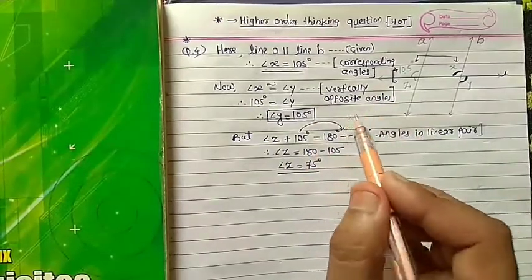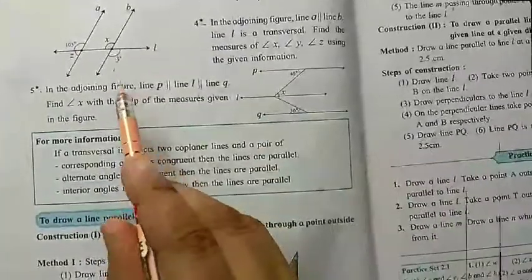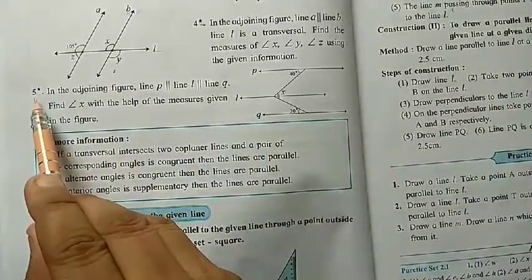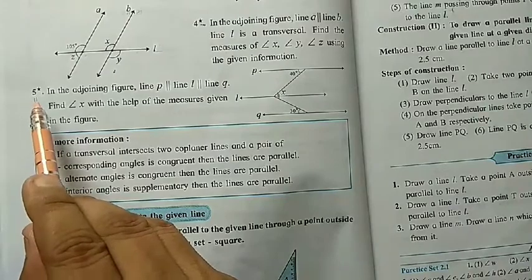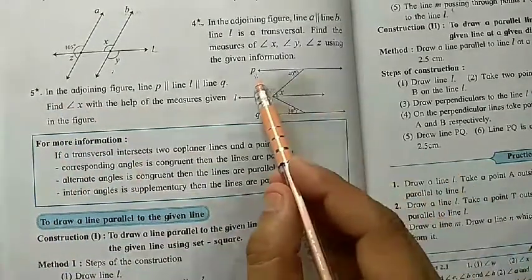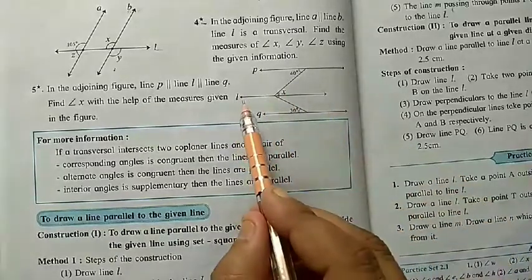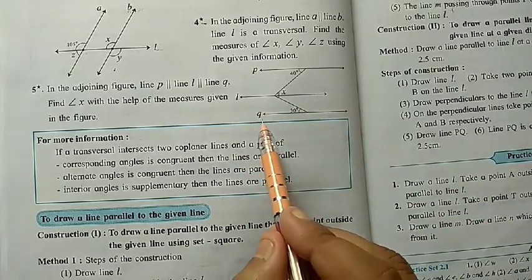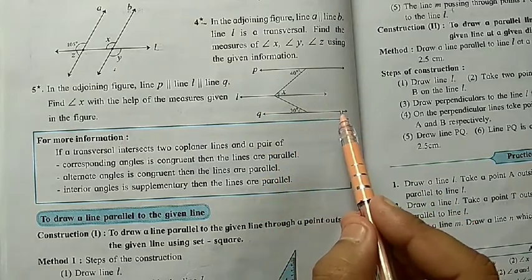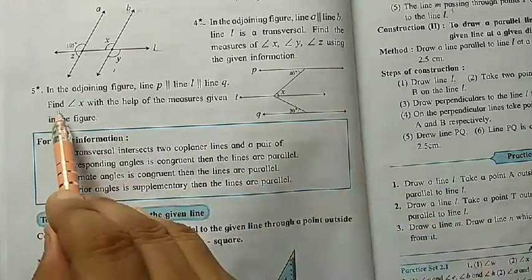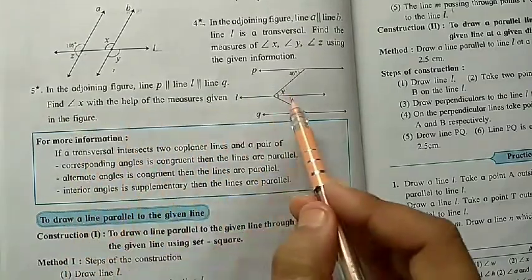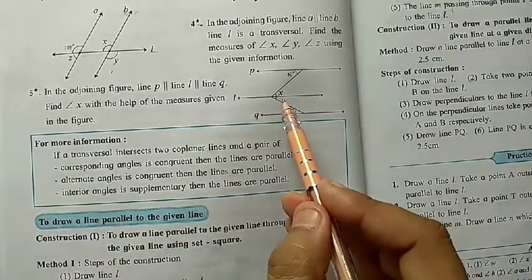Now let's move to question number 5. Question number 5 is also a star mark question. It means this is also a higher order thinking question. In the adjoining figure, line p is parallel to line l, which is parallel to line q. It means all these three lines are parallel to each other. Find angle x with the help of measures given in the figure. So here the value of x we have to find out.